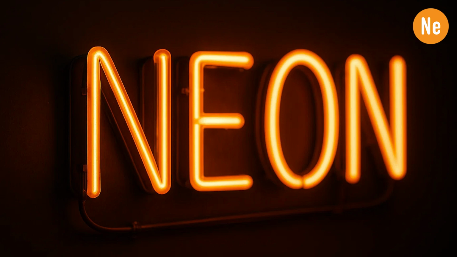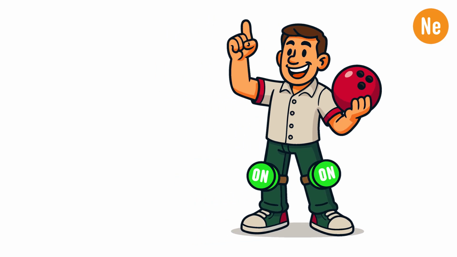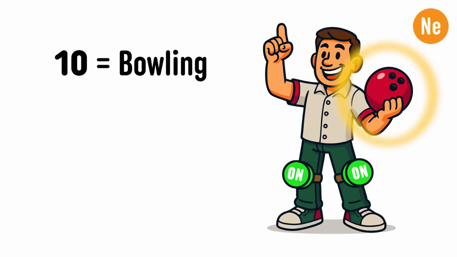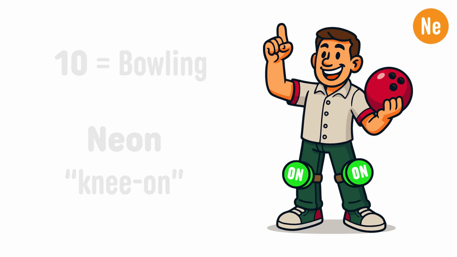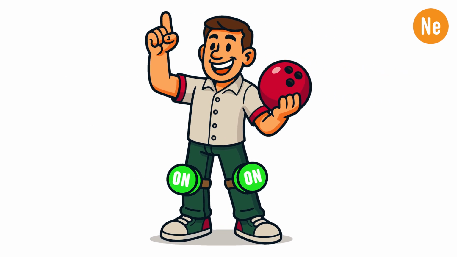Neon is the 10th element of the periodic table. This image represents neon. The number 10 is represented by bowling because there are 10 pins in a bowling game. Next, we have to convert the name neon into a picture. Neon sounds similar to knee-on, like someone with on buttons on their knees. If we picture a bowler with on buttons strapped to his knees, we will forever remember that neon is the 10th element. This image will be burned into your mind forever every time you think of neon.